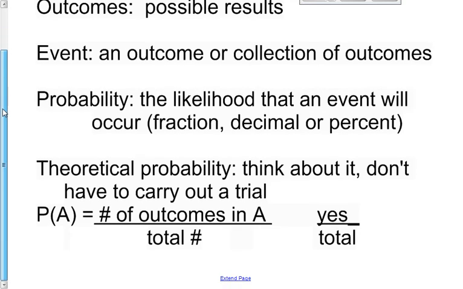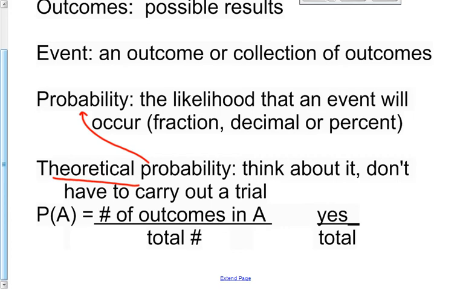Theoretical probability. Theoretical probability means you just think about what could happen. You don't actually have to carry out an experiment or a trial. Theoretical probability is just basically called probability. The notation that we use for that is P parentheses A, so P of A, the probability that A could happen.